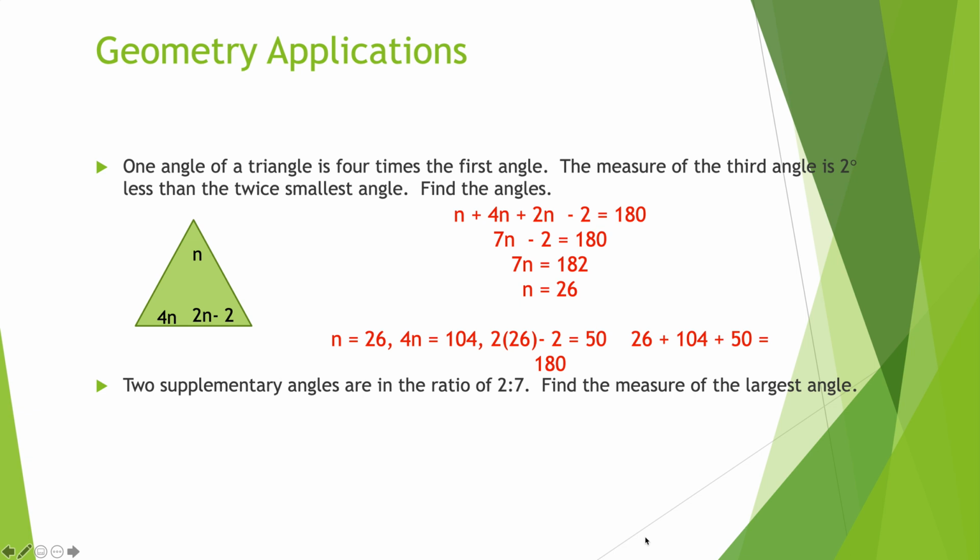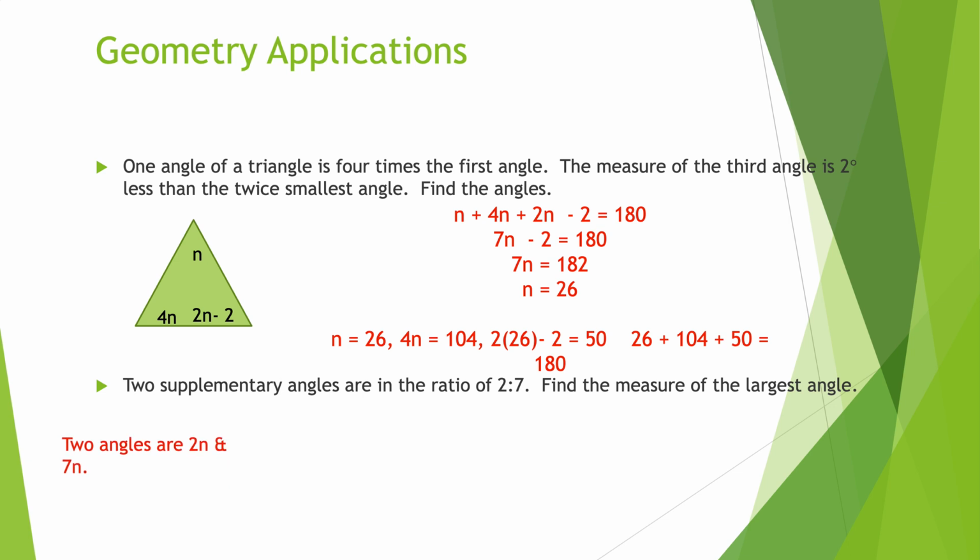Okay. Next up, two supplementary angles are in the ratio of 2 to 7. Find the measure of the largest angle. Supplementary angles, ratio 2 to 7. If they are in a ratio, they share something in common. I do not know what that thing in common is, so I normally call it n. So that's a 2n and a 7n. Let's do stop and start, see how you do.